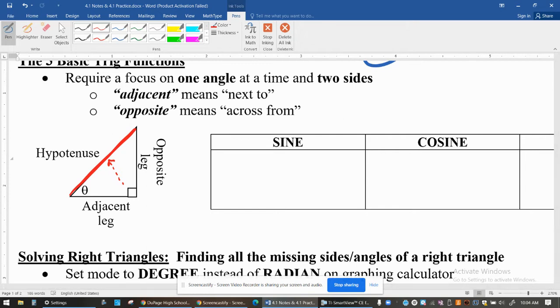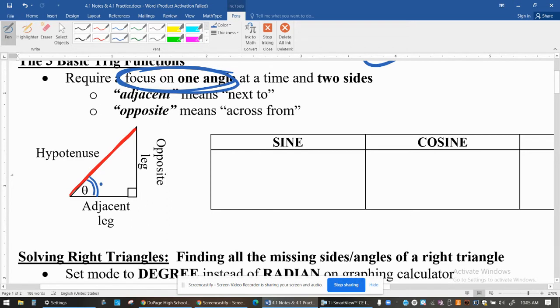Now, whenever you are given a right triangle, besides the 90-degree angle, there are always two other angles, because there are three angles in a triangle. In this case, I've labeled theta, a Greek letter, as my angle that I'm concentrating on. Whenever you're dealing with trig functions, they always require you to focus on one angle at a time. In this triangle, theta is the angle that I'm concentrating on. The hypotenuse is always the hypotenuse, across from the 90-degree angle.